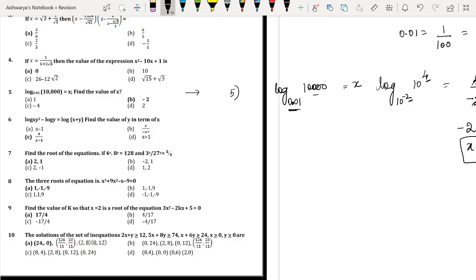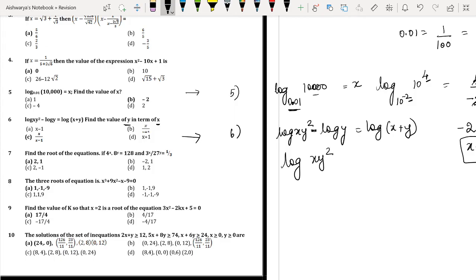Okay. So, let's take up question number 6. The next question: log of xy square minus log y is equal to log of x plus y. You have to find the value of y in terms of x. How are you going to do that? All you're going to do is, this is a minus, so it will become division. Log of xy square divided by y is equal to log of x plus y. This is your first step.